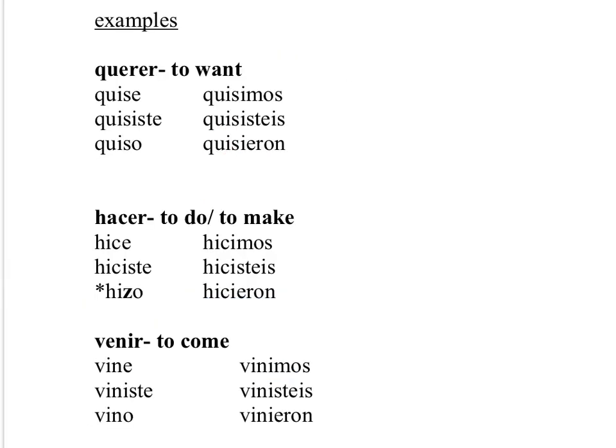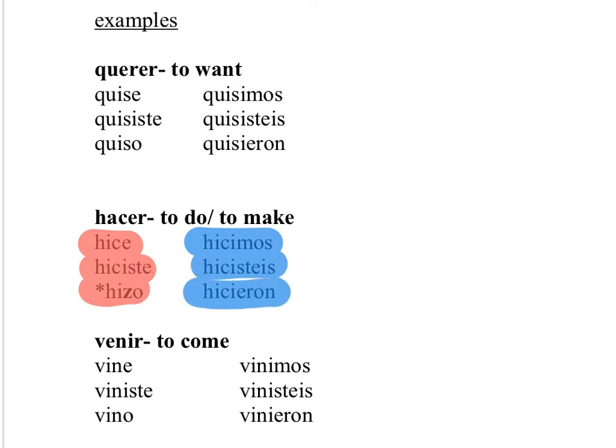Okay, another example, hacer. We've seen this one before. Hacer. Yo hice. Tú hiciste. Usted, él, ella hizo. Nosotros hicimos. Vosotros hicisteis. Ustedes, ellos, ellas hicieron. Okay. We have to watch out for hizo because we have the letter Z instead of the letter C for pronunciation purposes. So we have to watch out for that.